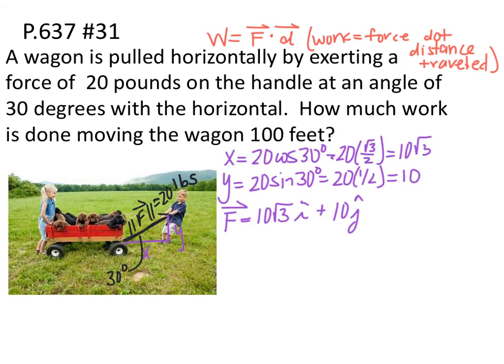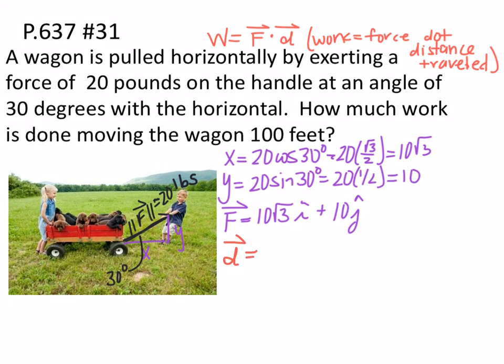So if you use SOHCAHTOA, you end up with the x component to be 20 cosine 30 degrees, or 10 root 3, and you end up with the y component to be 20 sine 30 degrees, or 10. So your force vector, the force that this kid is applying on this wagon, is 10 root 3 i hat plus 10 j hat. So now we want to find the distance traveled vector.